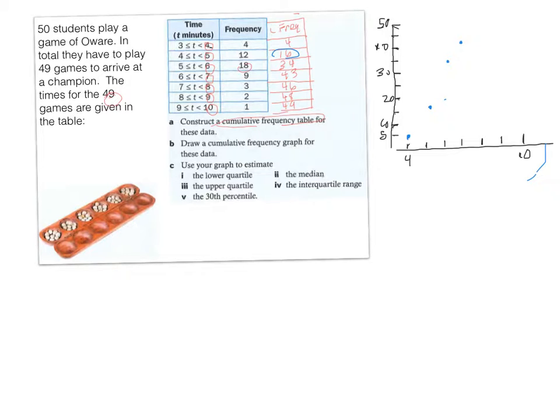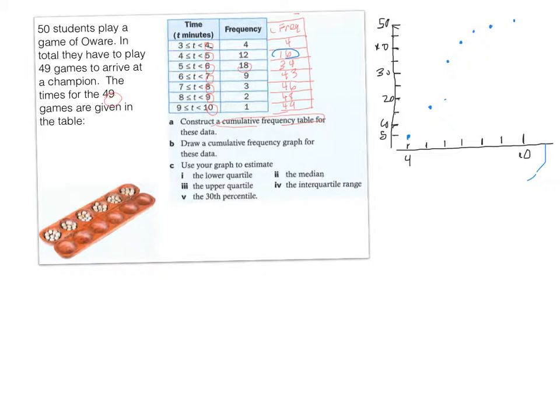At 8 minutes, I need 46. So that's just above 45 there. At 9 minutes, I'm going to have 48. And then at 10 minutes, I'm going to have, looks like I didn't spread this out very well.